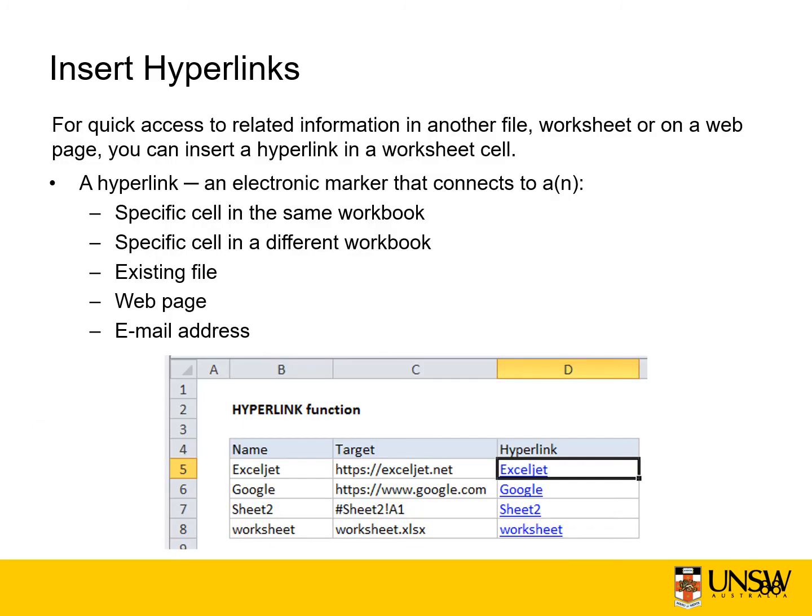In your Excel worksheets, you can use the hyperlink feature to link a cell value to another cell, worksheet, or workbook. You can also use the hyperlink feature to open a new Excel file or create an email message by clicking a cell value.